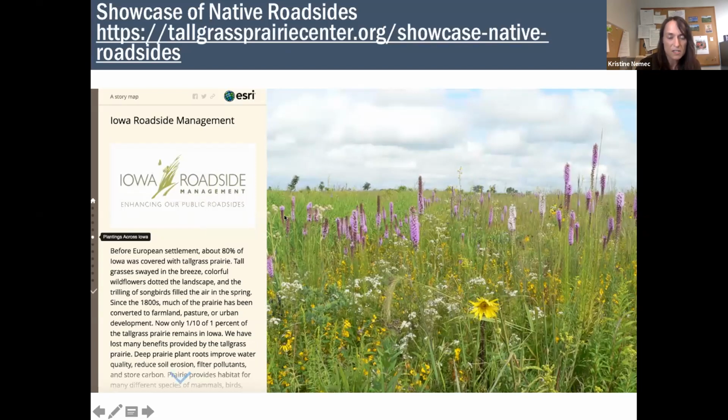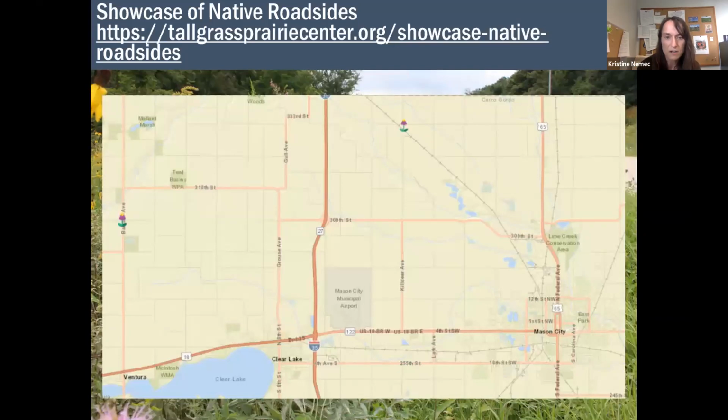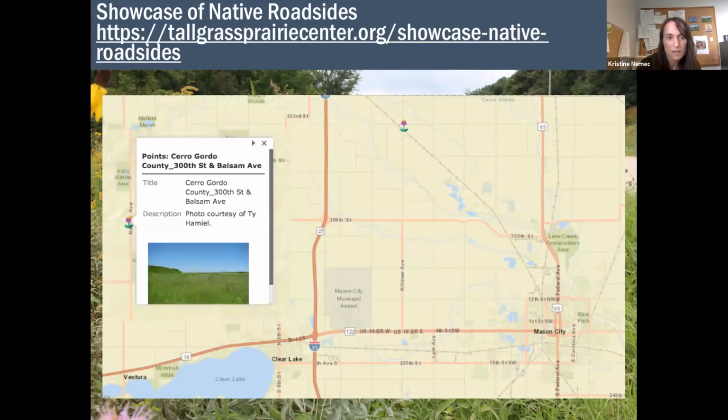But if you go to this page, this is the front page of the story map. And if you hover over these little circles on the left side, you can read about the benefits of roadsides, the history of prairie and roadside plantings in Iowa. If you hover over the 4th or 5th circle, you'll see this little dialogue come up, plantings across Iowa. And if you click on it, it brings you to this map of Iowa. Here I've just zoomed in on one part around Mason City. Anytime you see a little flower, that's where a roadside manager has submitted a planting. If you click on the flower, there's a picture and it tells you a little bit more about the planting.